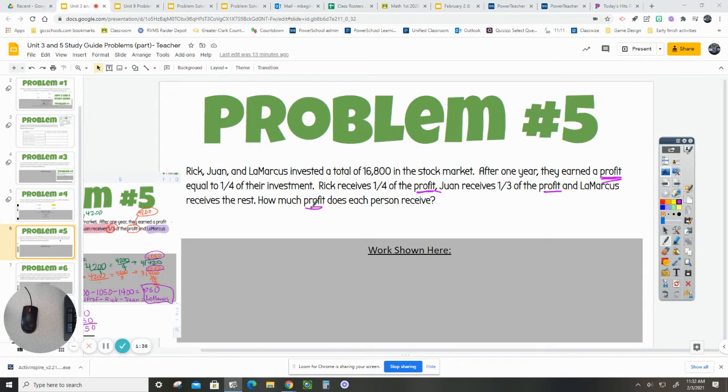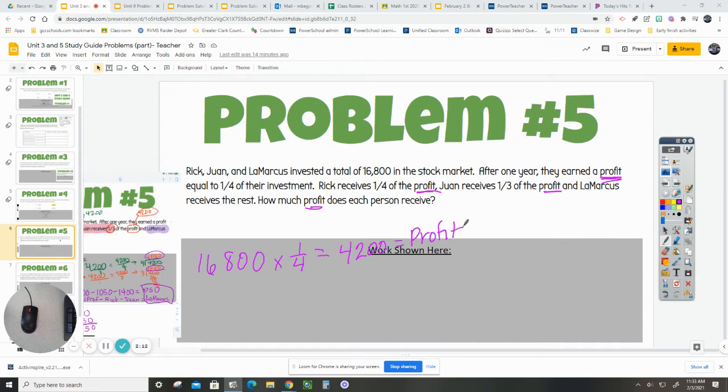So these young men, Rick, Juan, and LaMarcus, put in 16.8, and they earned a profit of 1/4. So I first have to figure out what is the 1/4 of 16.8. Well, that's just division, pretty much, because it's got a 1 on top. So that's 16.8 divided by 4, which is 4,200. So the 4,200 equals the profit.